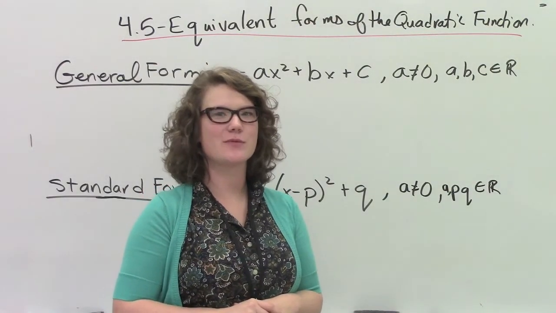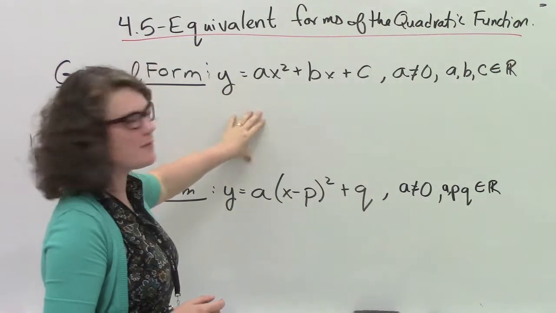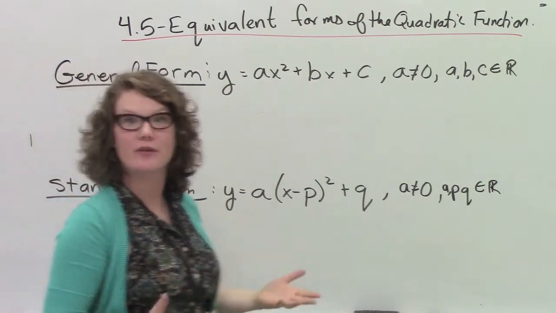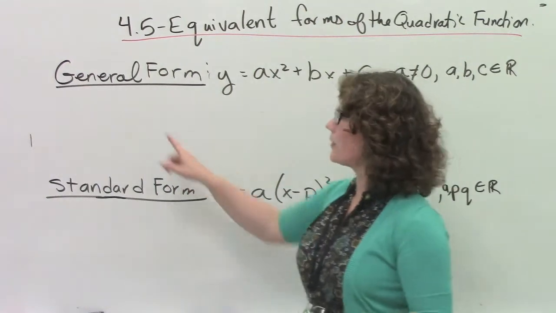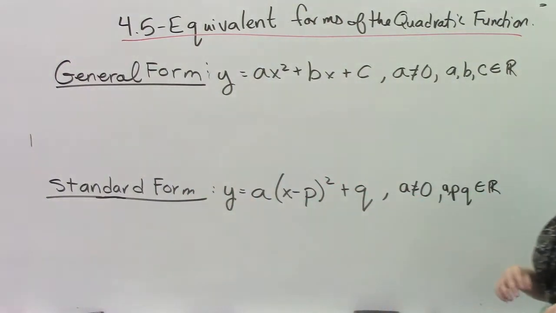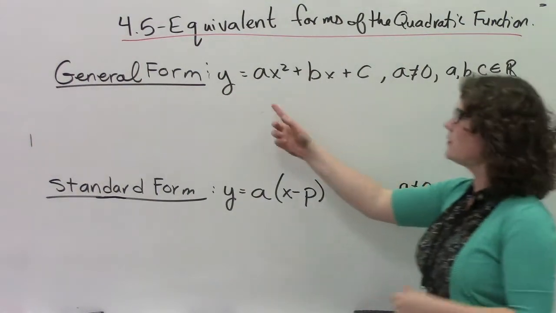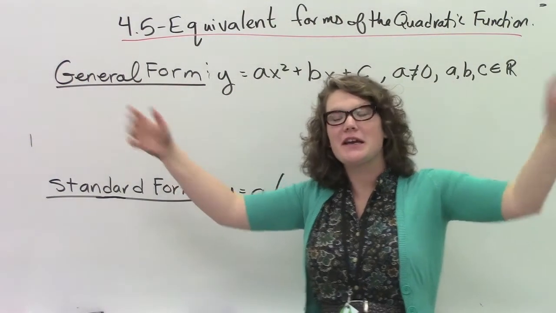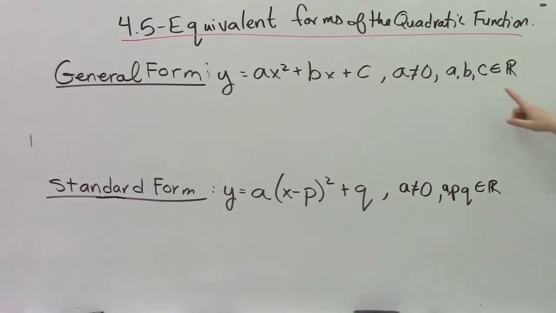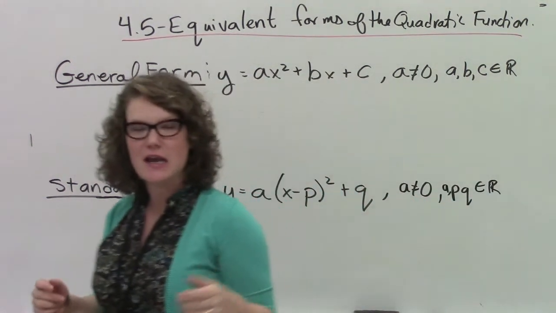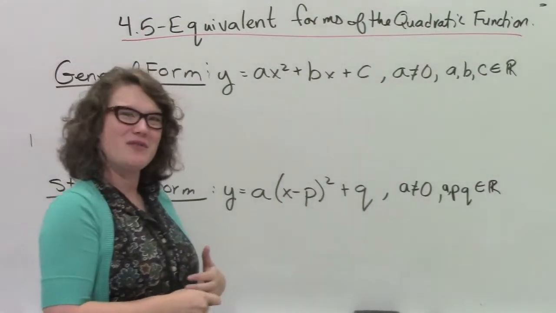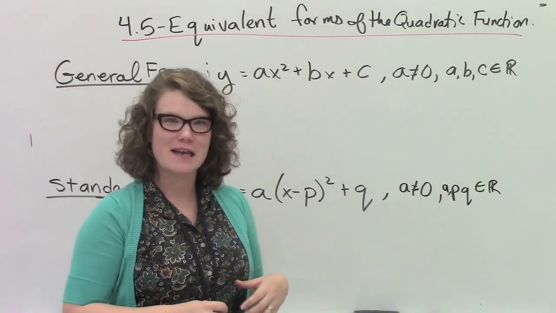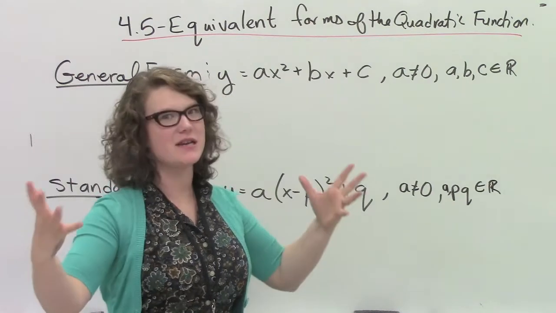For today's lesson, we're just going to start off by talking about the two different forms that we can express the quadratic functions in. So like I said, there are two different. General form, okay, so that's y equals ax squared plus bx plus c, where a can't equal 0, because if a equals 0, it's just linear. And A, B, and C are all elements of the real numbers. So that means that they can be decimals, they can be fractions, they can even be irrational. As long as they exist, they can be.